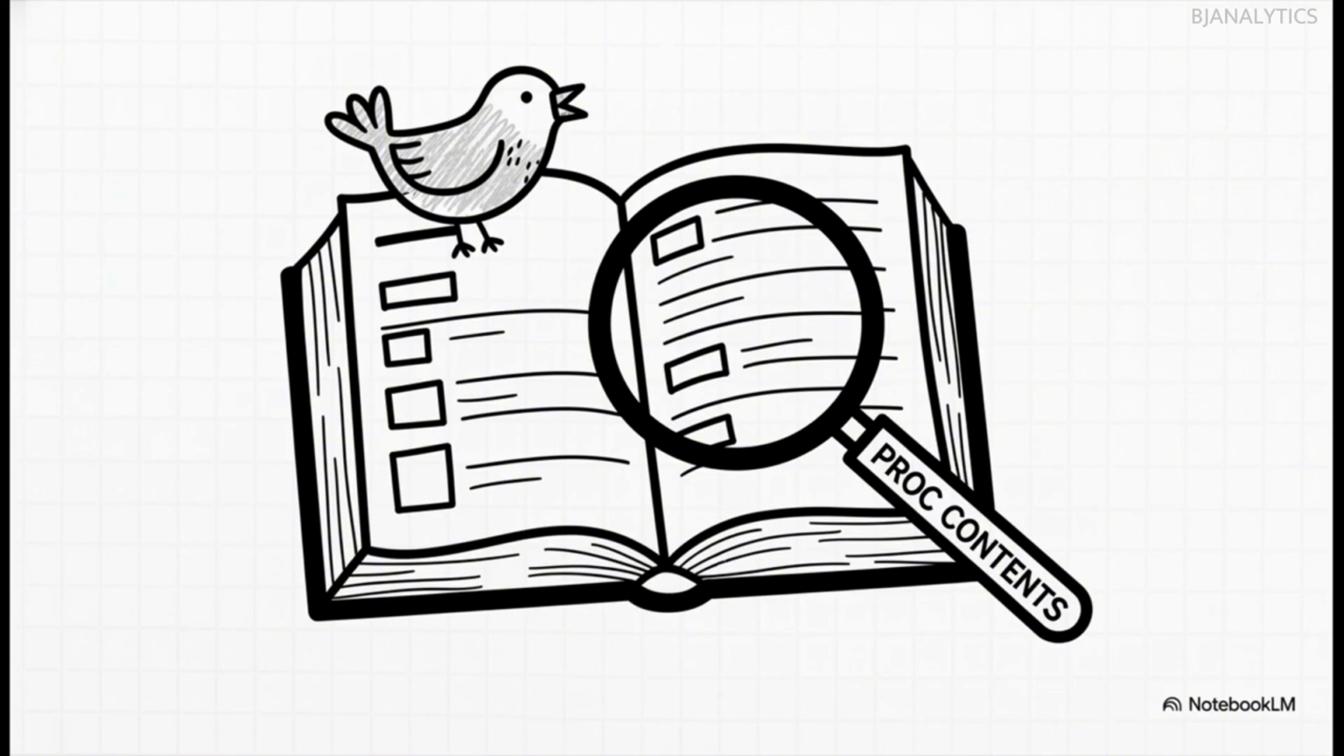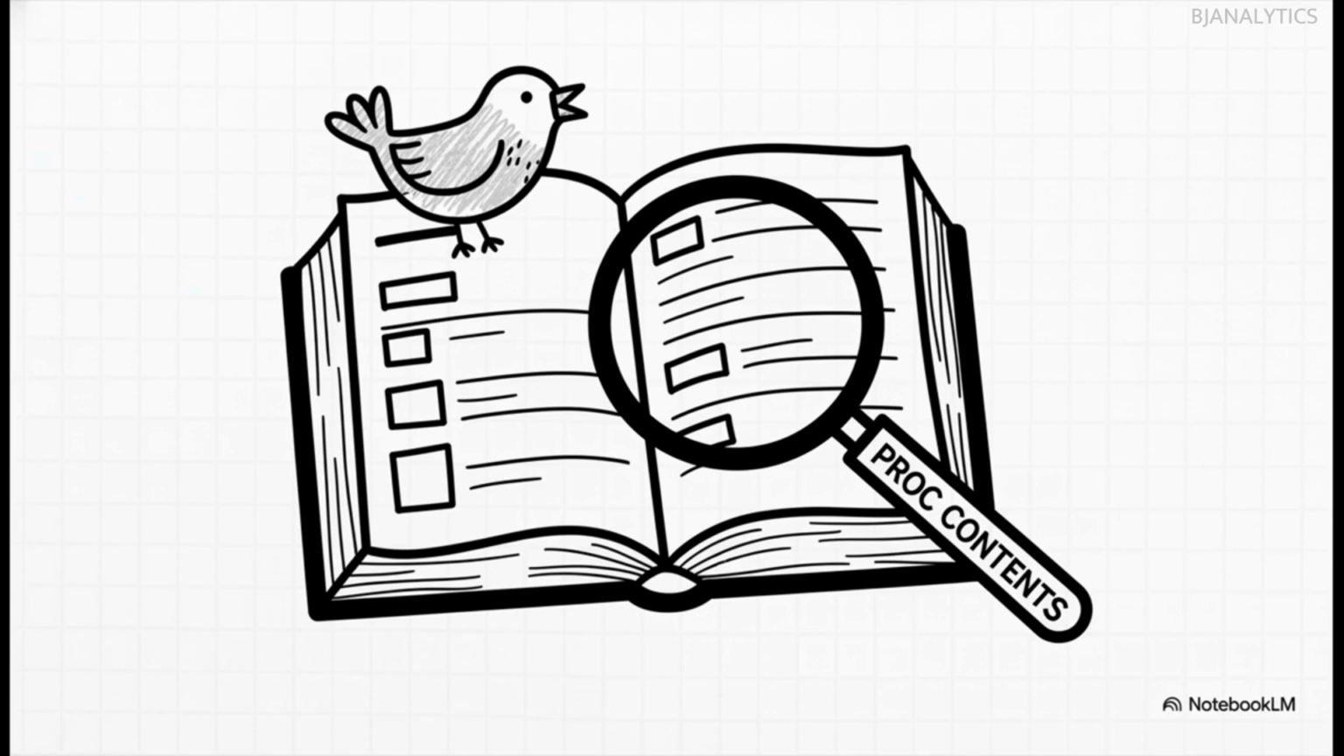Now, you never, ever want to analyze data blind. So the next logical step is to explore it. And a procedure called proc contents is perfect for this. This gives you a bird's eye view of your data set. It lists out all your variables, what type they are. It's like looking at the table of contents before you start reading a book.